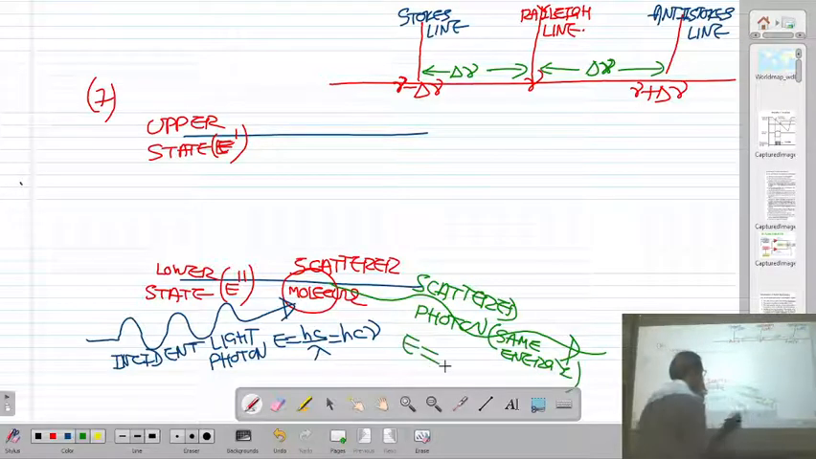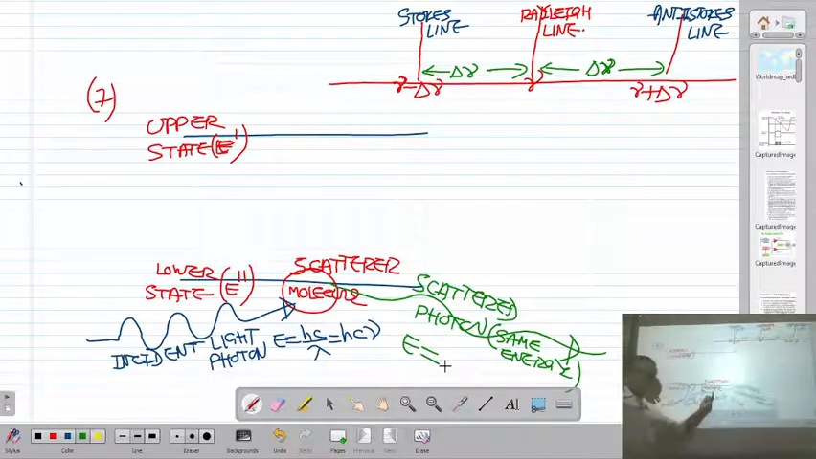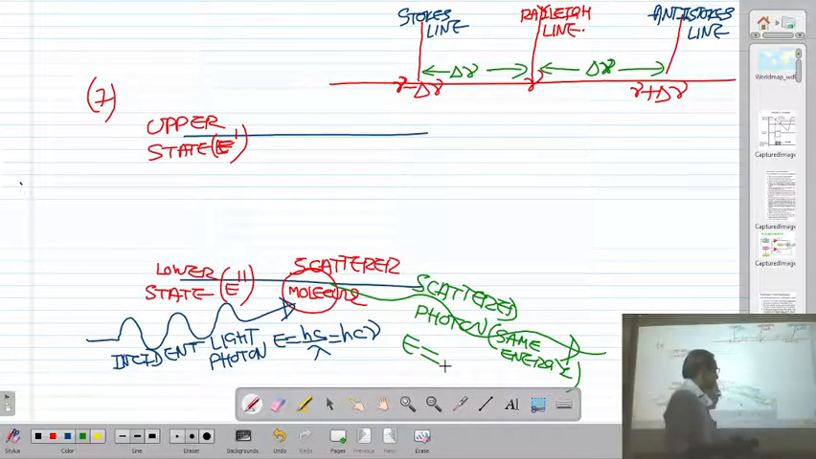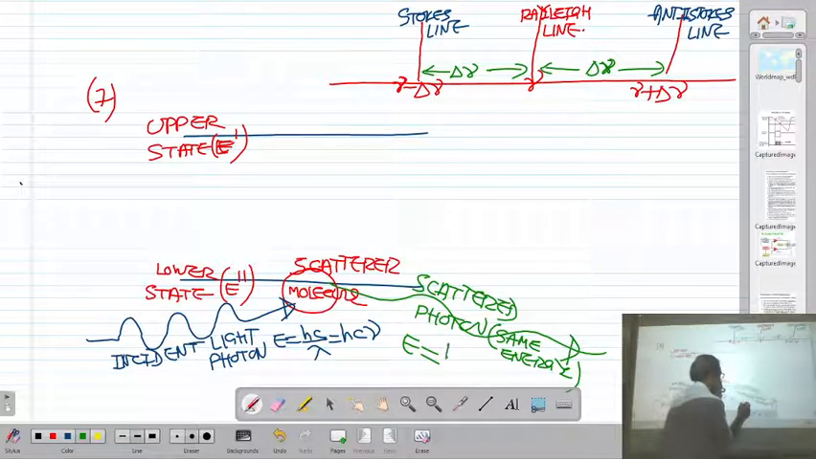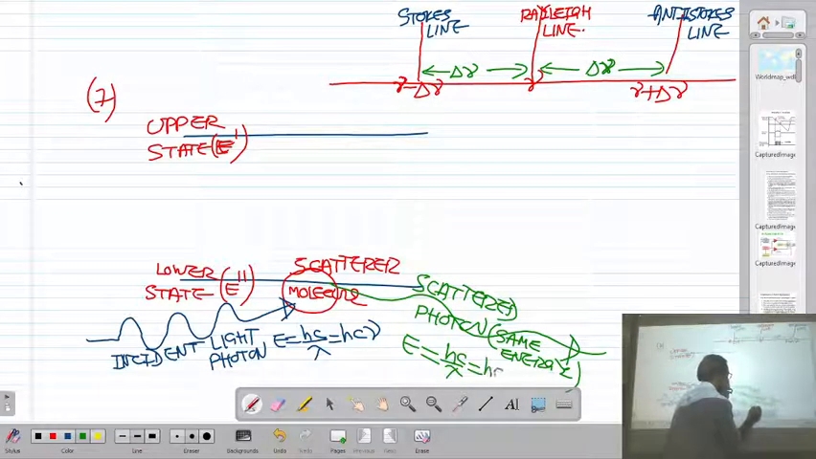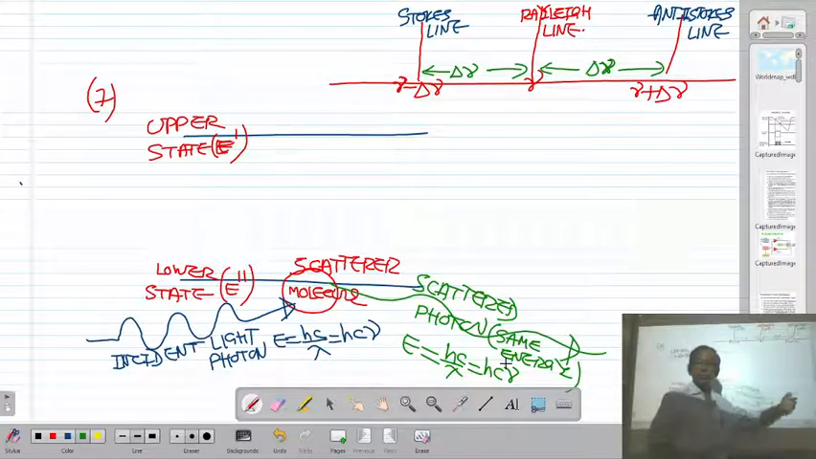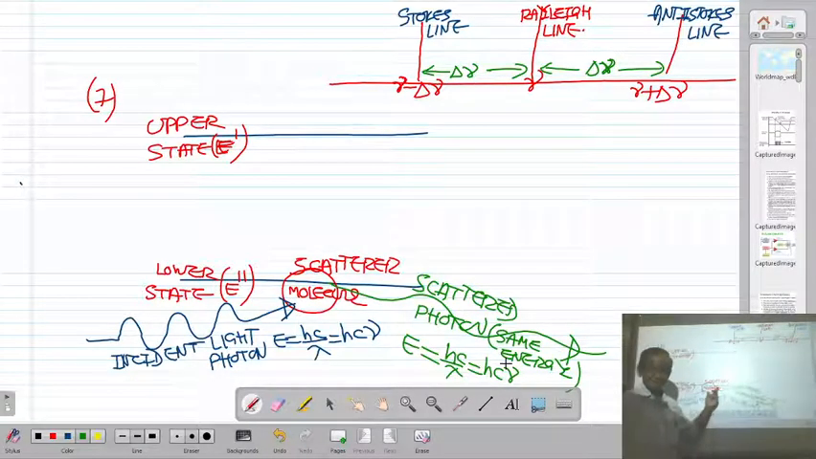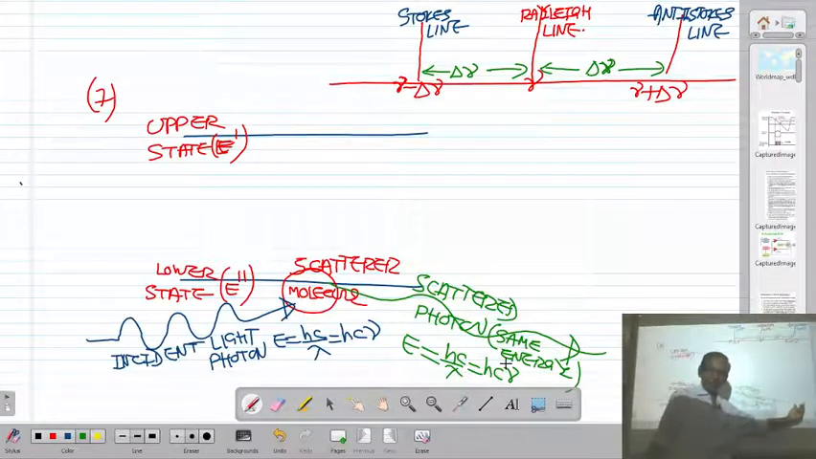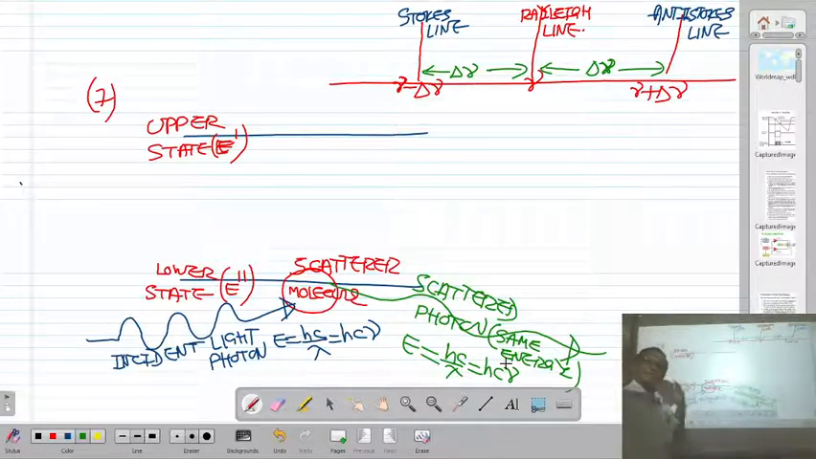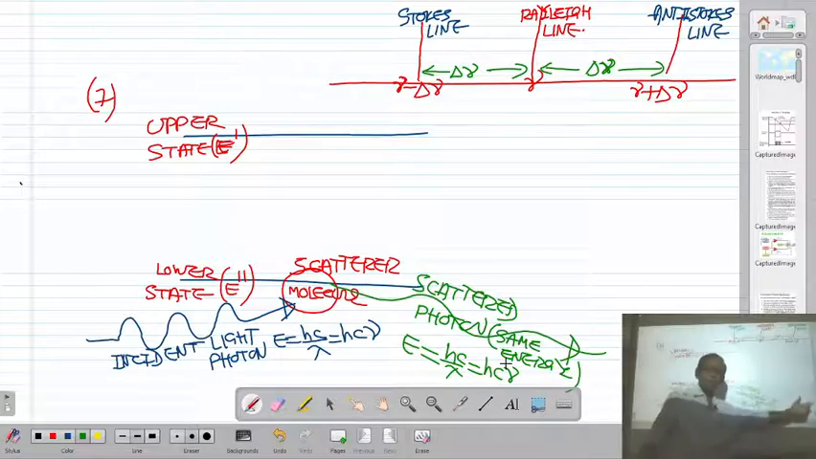What was the energy of the incident light photon? The energy of the incident light photon was hc upon lambda or hc nu. Then after the collision with the scattered molecule, the photon is scattered with the same amount of energy, that is hc upon lambda or hc nu. This means the energy of the photon is not going to change after scattering. After scattering, the energy of the scattered photon remains the same as that of the incident photon. In elastic collision, the energy of the scattered photon does not change.